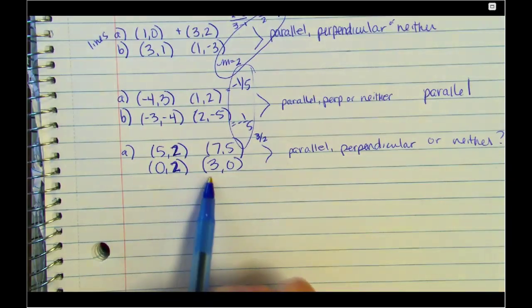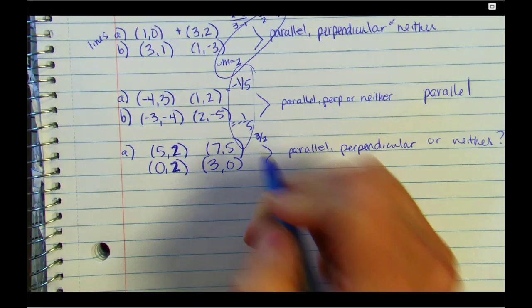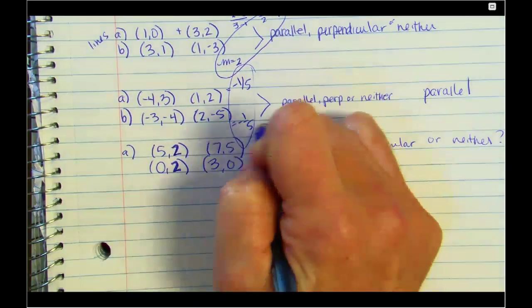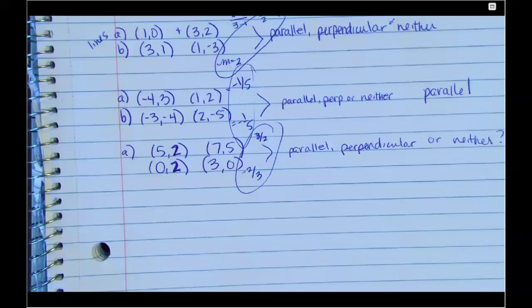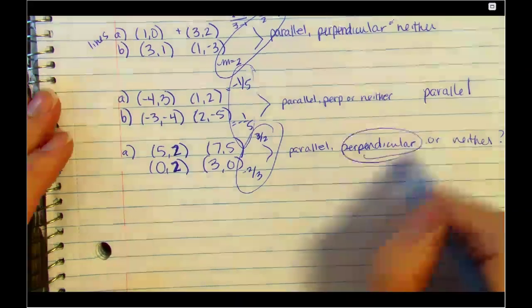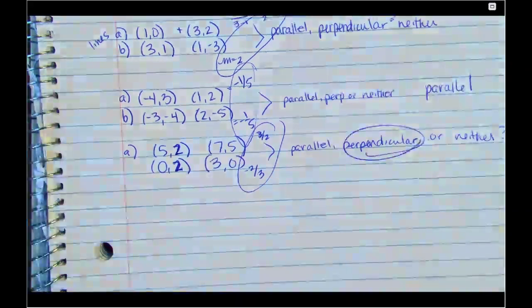What's the slope for the bottom one? -2/3. Okay, so when you look at those slopes, are these parallel, perpendicular, or neither? They're perpendicular. Do you see that 3 over 2? If you change the sign and flip it over, that is what we have on the bottom. So those are perpendicular slopes. That's what you are looking at when you have questions like this on your homework. Find the slopes and then just figure it out.